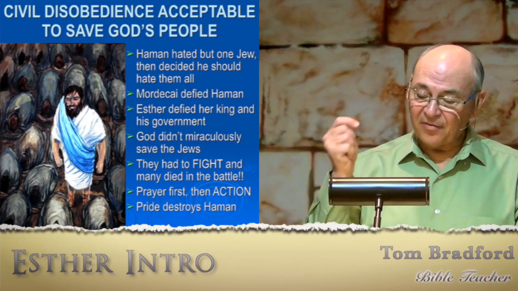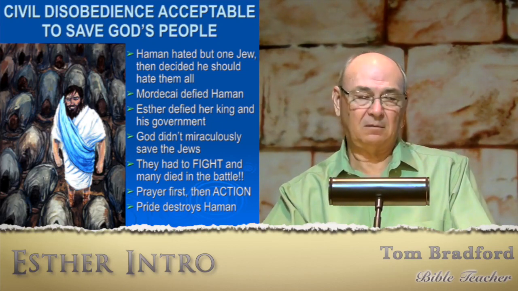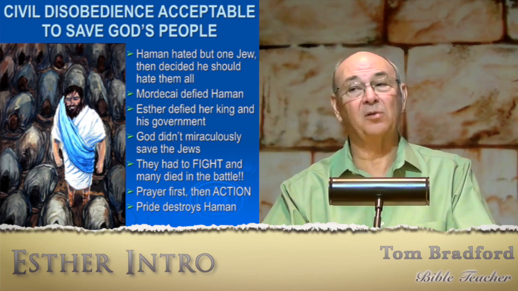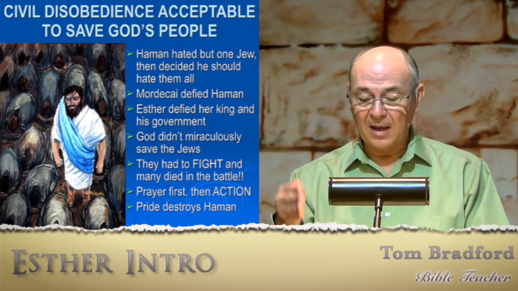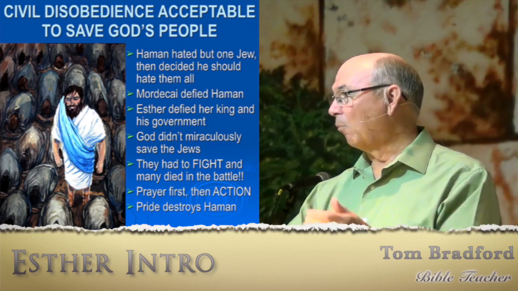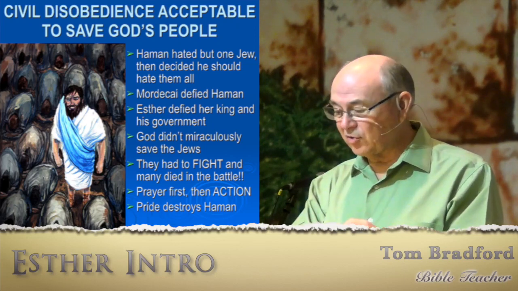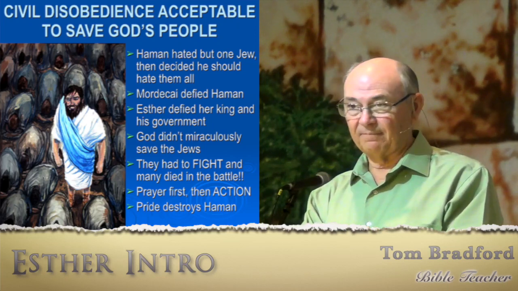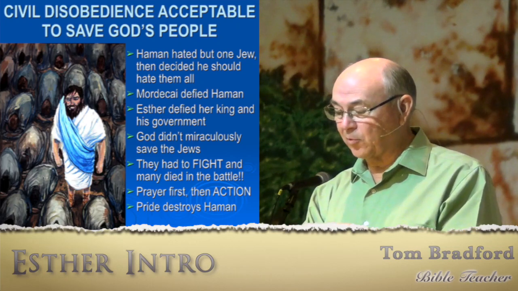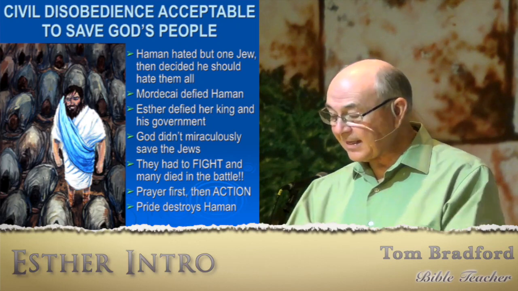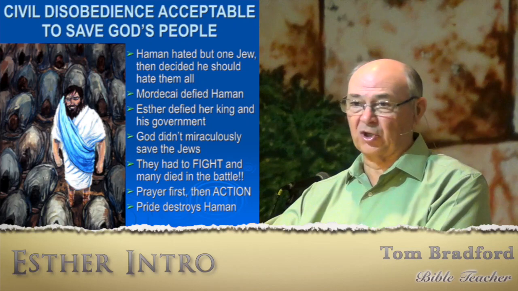We also see a theme of civil disobedience being acceptable to the Lord when it comes to saving God's people from destruction. Mordecai defied Haman. Queen Esther defied her husband the king, as well as disobeying some of the immutable laws of the Persian government. And we see that God didn't just miraculously sweep away their danger.